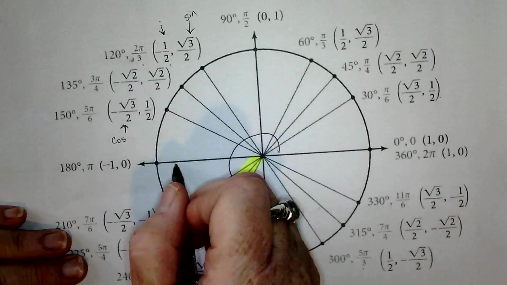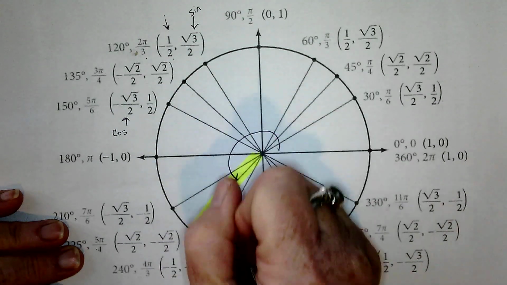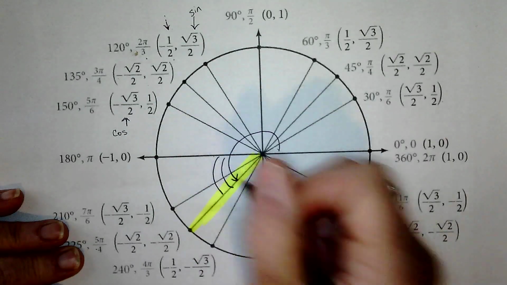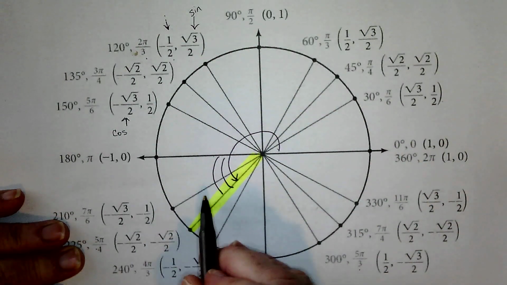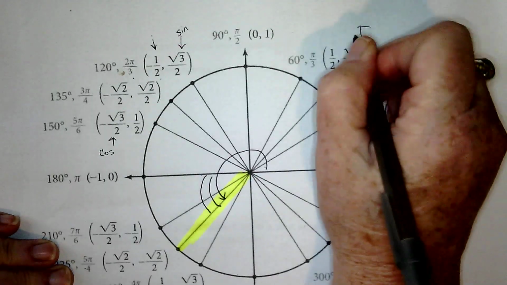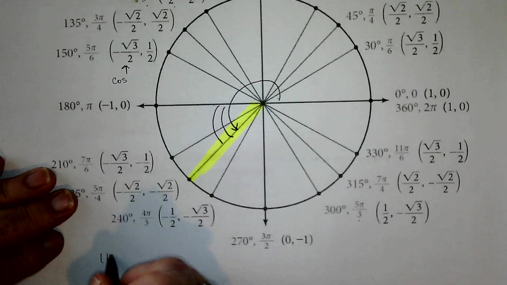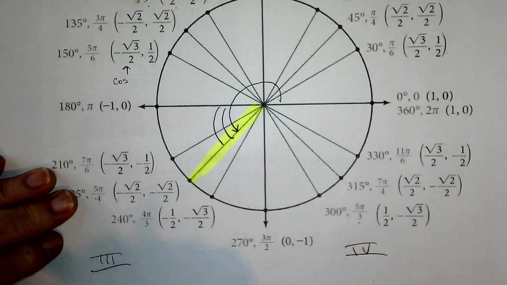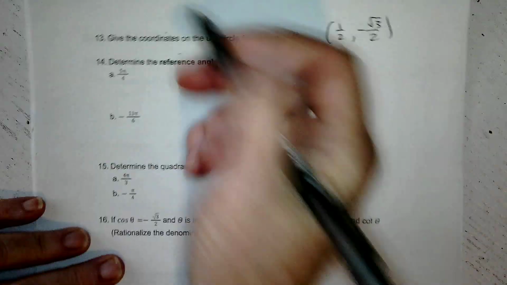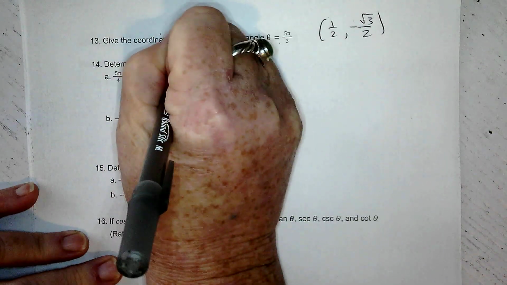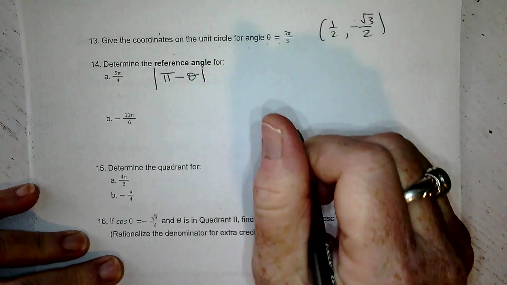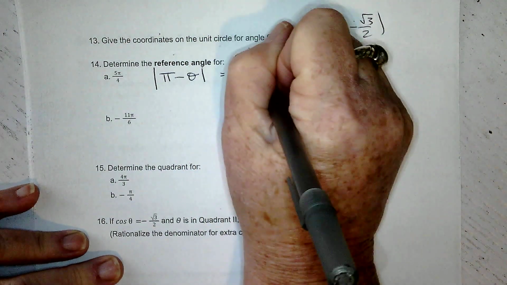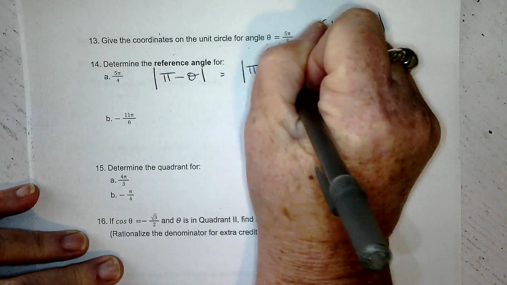Now remember, the reference angle is the distance between your terminal side and the x-axis. So this angle here is going to be the reference angle. Now notice this is quadrant 1, 2, 3, and 4. We're in quadrant 3 for this terminal side. So to find the reference angle, you just take the absolute value of pi minus the angle. And this is for quadrants 2 and 3. Well, our angle is 5 pi over 4, so we're going to just subtract 5 pi over 4.